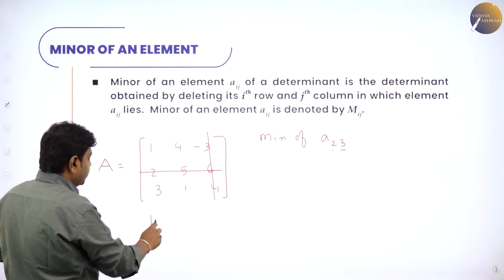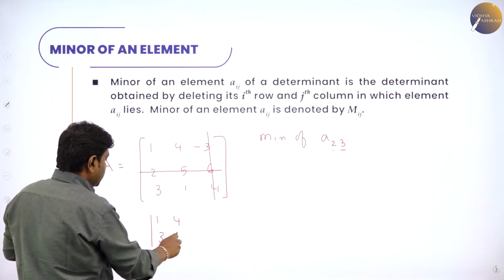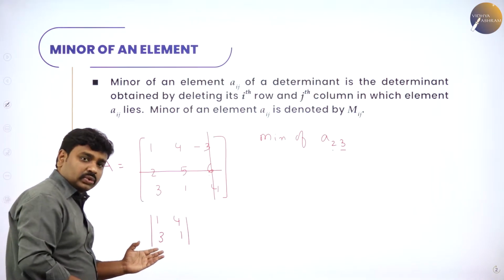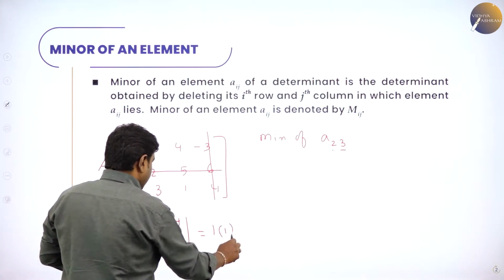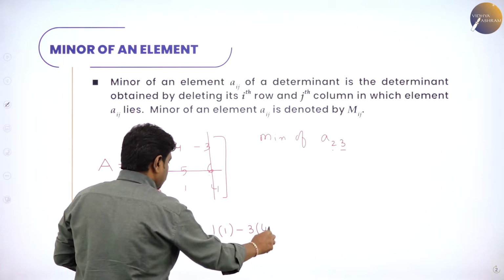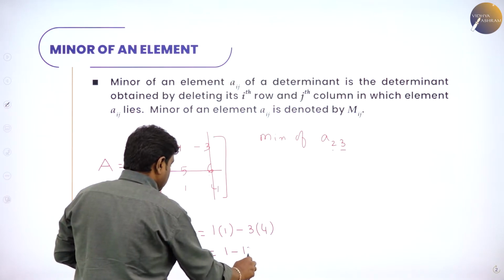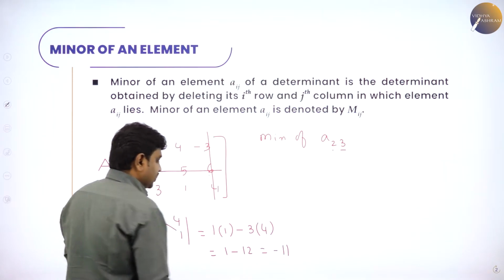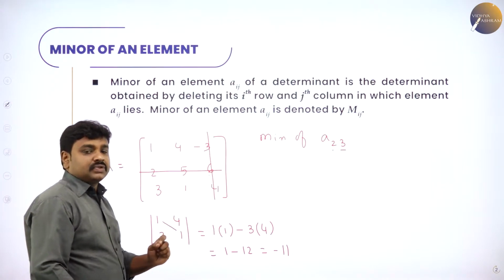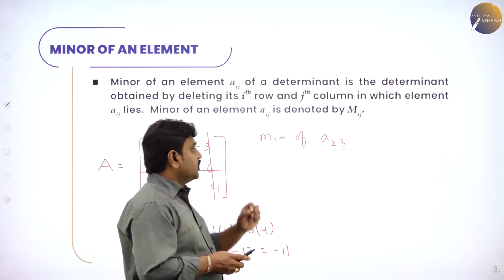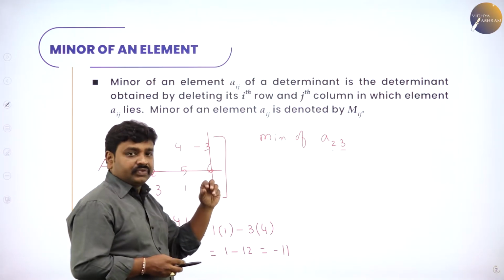Determinant of the remaining. Remaining is what? 1, 4, 3, 1. All of you know how to expand 2 cross 2. Expand this: 1 into 1 minus 3 into 4. So that is 1 minus 12. What is 1 minus 12? Minus 11. This is the minor. Now I hope all of you understood how to find minor. So I taught you how to find the minor of the ith row, jth element.